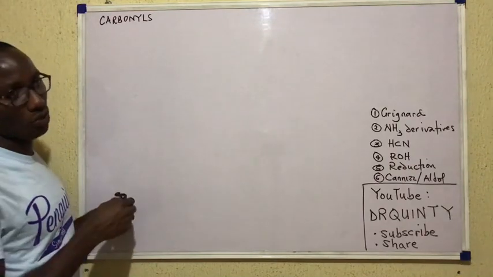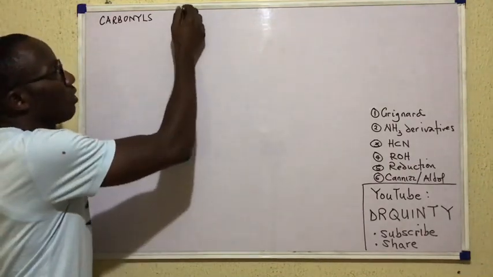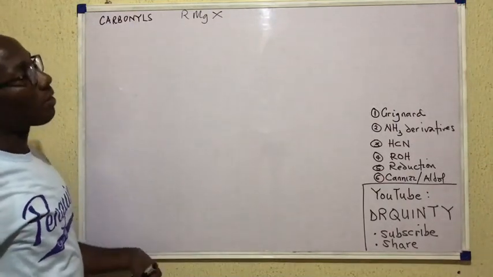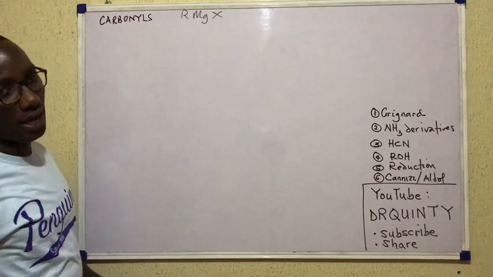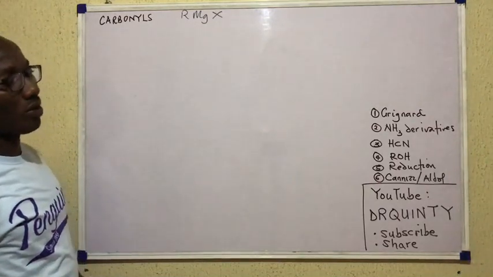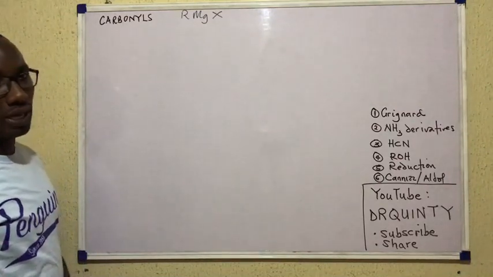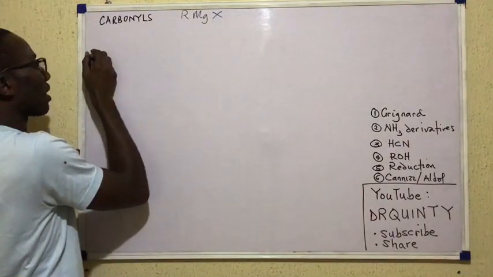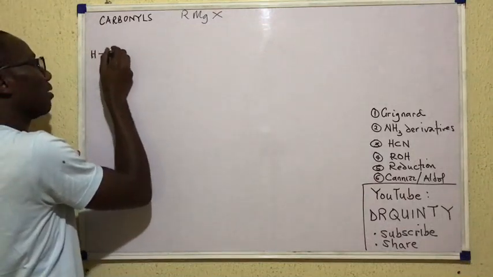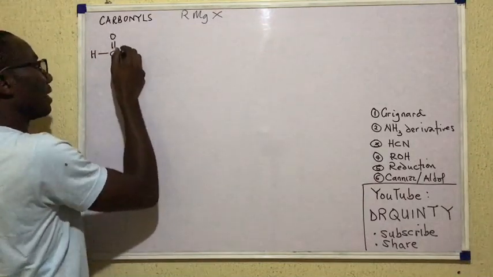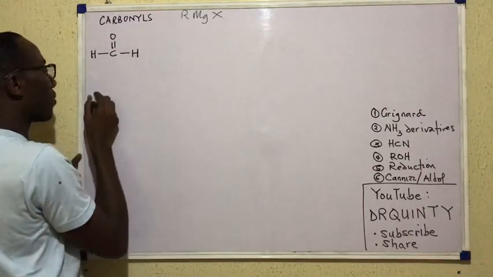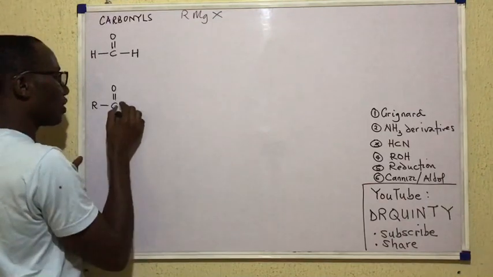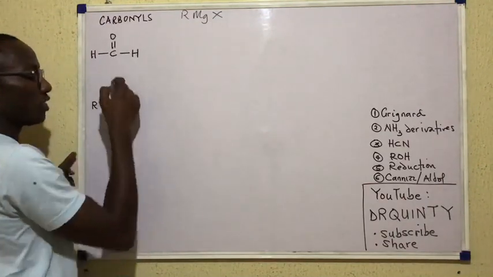Grignard reagents, as you are aware, are compounds of formula RMgX. So we say they are alkyl magnesium halides. Now, when carbonyls react with Grignard reagents, what do we get? The carbonyl compounds, I'm going to divide them in this case into methanal, other alkanals, and then alkanones.